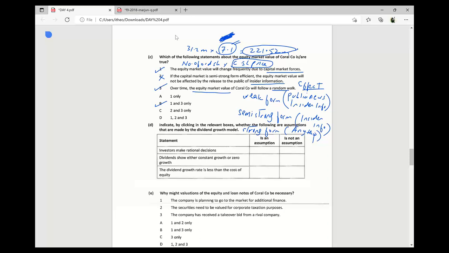So statement one was correct, that market value changes due to market forces because share price changes. They follow a random walk as well. And equity market value is affected by inside information in semi-strong form. It's saying it does not affect it, so it's wrong. Any questions, please ask.